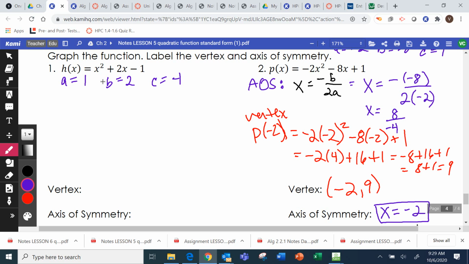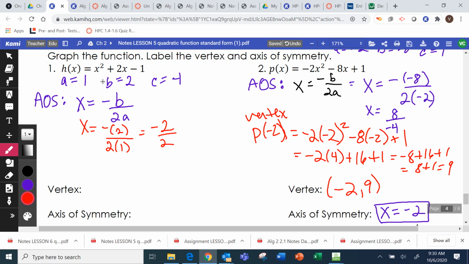You're doing it in your head, so wheels are turning. All right, so the axis of symmetry to start, you have to do x equals -b over 2a. So I'm going to plug in b, which is 2, over 2 times a, which is 1. It's going to give me -2 over 2. So my axis of symmetry is x equals -1.